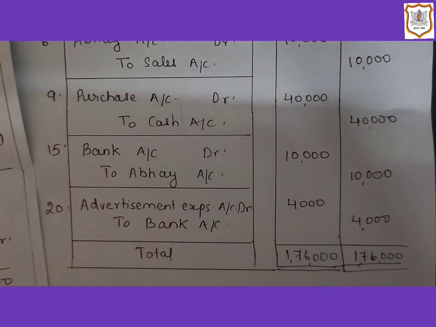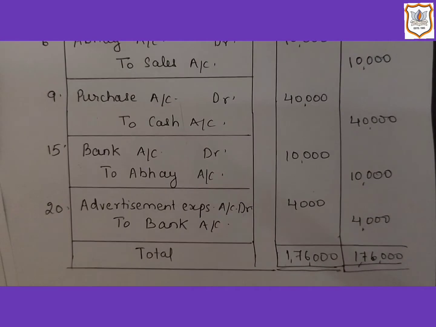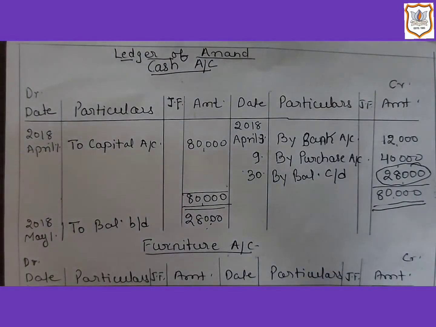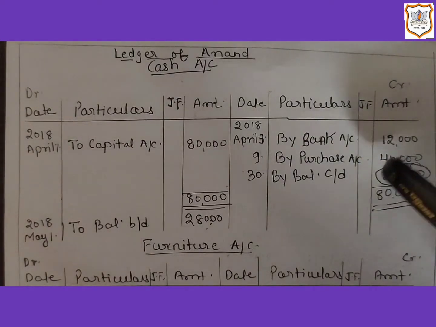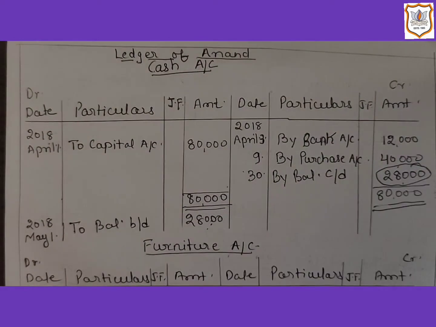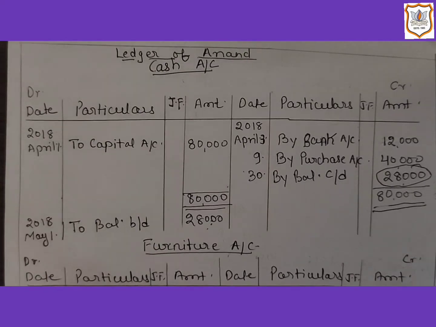Now let us find out the balance of each account. In order to find out the balance of an account, the difference is found between the totals of the amounts on the debit side and the credit side. The amount of this difference is known as the balance of that account, which I have circled. So in each and every account, the circled amount is the amount of difference.